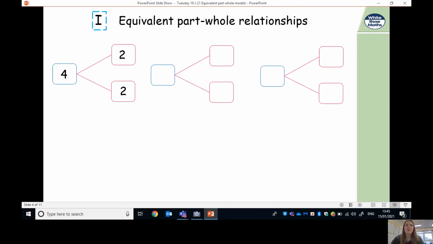Let's go. The first part-whole relationship that we are looking at today is the number 4. Now, I've already done one of them. We know that 2 and 2 makes 4. That's using one of our number bonds. So when we get 2 cubes and 2 cubes, we know the answer's 4. But are there other ways to make 4?